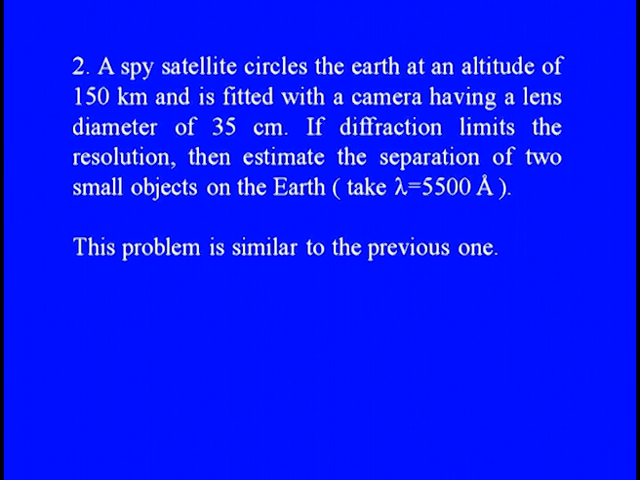Here we can take lambda equal to 5500 angstrom. In this problem, the distance between telescope objective and object is given, diameter of objective is also given. So, like the previous problem, in this problem also we can find the separation between the two objects.